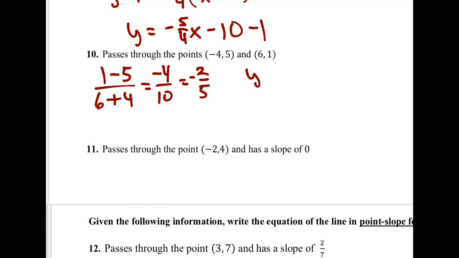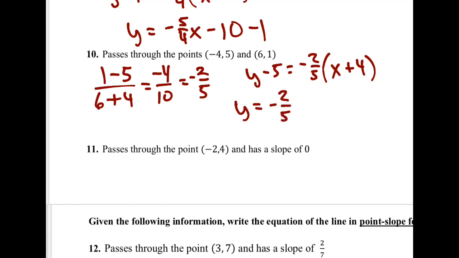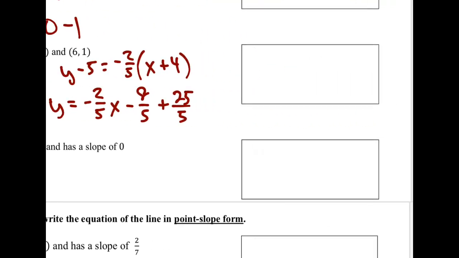So y minus y1 equals slope times x minus x. Little distribution, -2/5 x. This is going to be minus 8/5. Now then we've got to add 5, right, because that 5 has to move to the other side, so we have to add 5 to both sides. Common denominator means that that's not 5, but that is 25/5, right? So there's that 5.